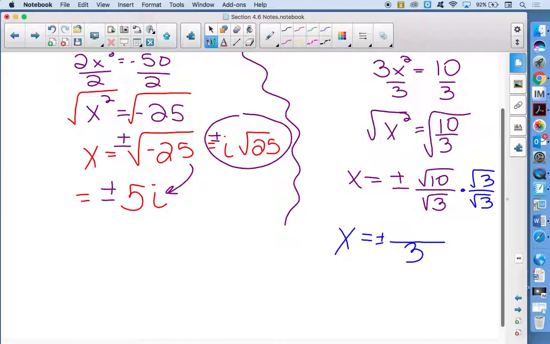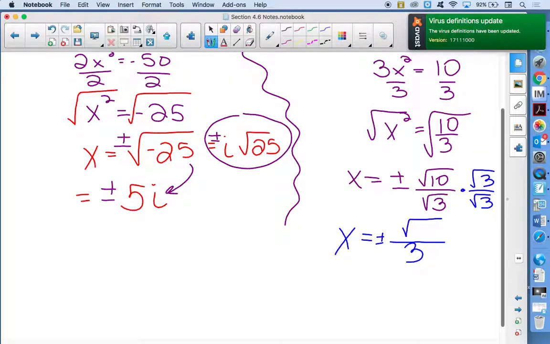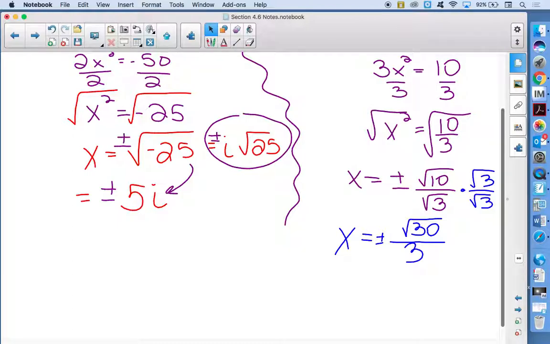And then on the top of it, we end up with the square root of 10 times 3? 30. Did you say 30 and I just didn't hear you? I'm sorry. Can you break down 30 at all? No. So we have plus or minus the square root of 30 divided by 3. Remember, don't divide these. They stay like they are. So it doesn't simplify any further because you have a radical versus a real number. And they don't mix together. You can't divide. Questions?